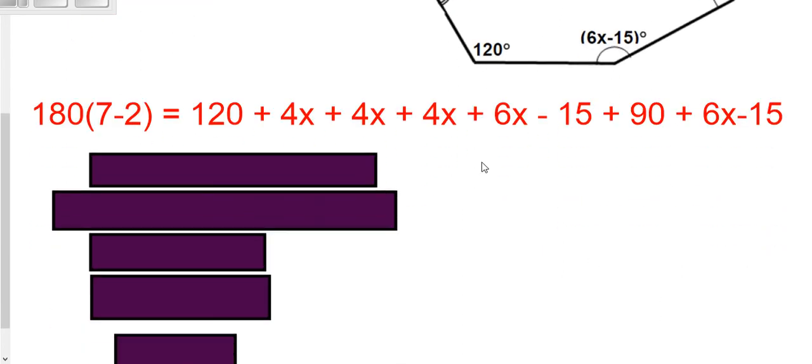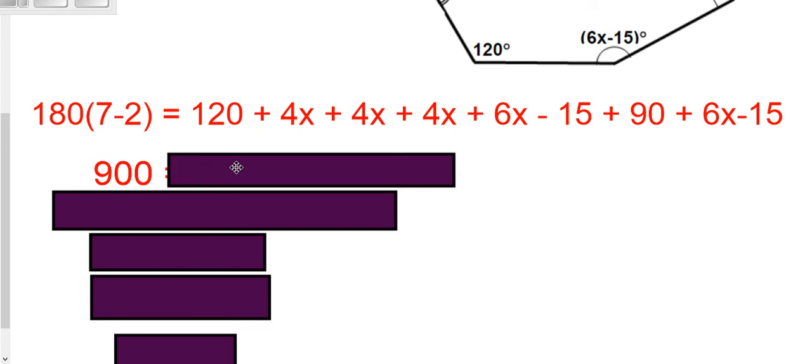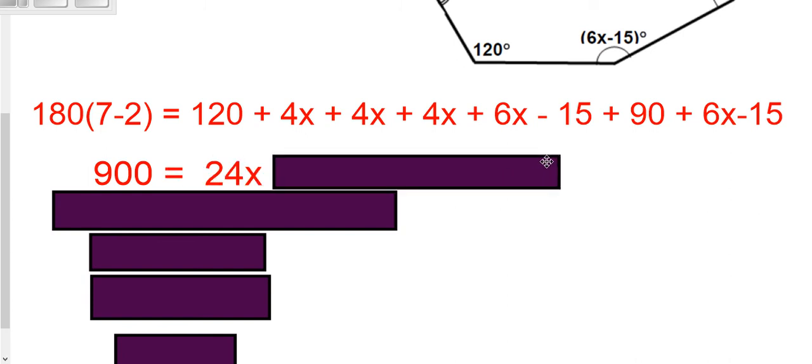So we're going to combine all these x terms. So first I'll do this side. 180 times 7 minus 2 is 900 degrees. So they're going to all add up to 900. Now the 4x and 4x, that's 8, plus 4 more is 12, plus 6 more is 18, plus 6 more x's is 24x.